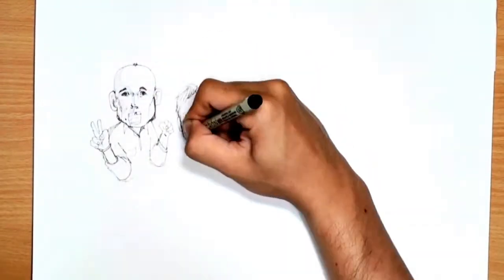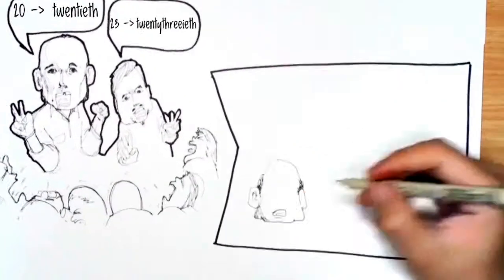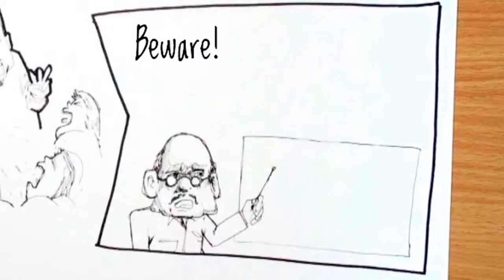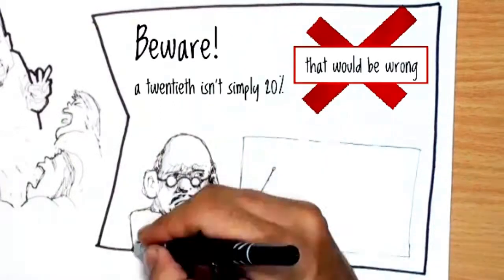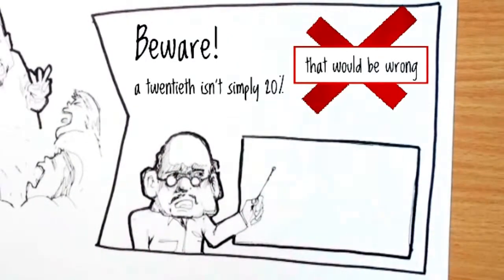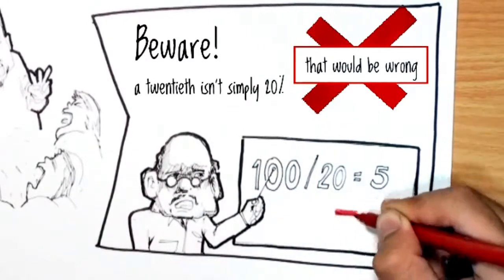Because it sounds weird to say a 20th, we usually say things in percent. But beware, a 20th isn't simply 20%. That would be wrong. We need to convert those numbers first and then divide it by 100. So each of you get 5%.